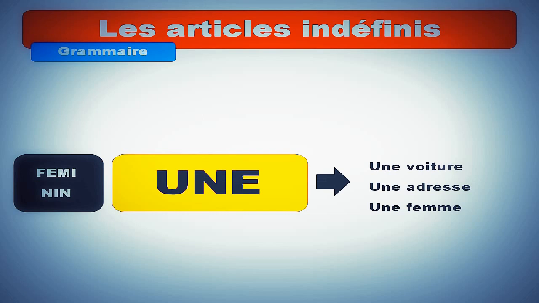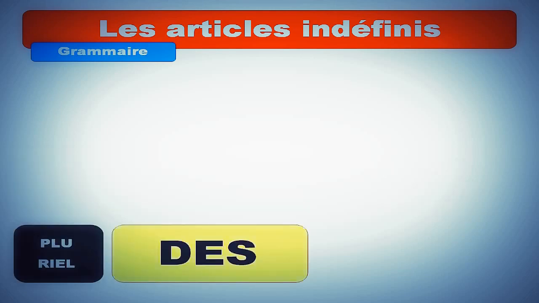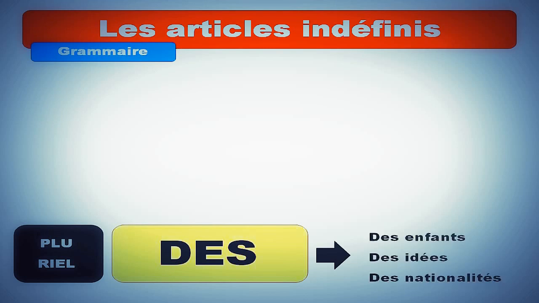Une adresse, okay? Une adresse. Repeat. Une adresse. Okay? And then une femme. Repeat. Une femme. Okay? And for the plural form, it's des. Okay? And then first example, you will have to make this liaison as well, the small link between the words.